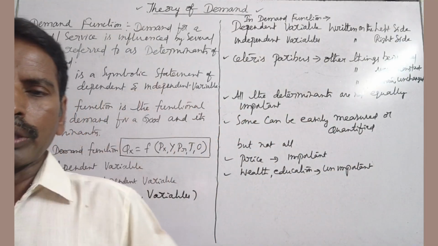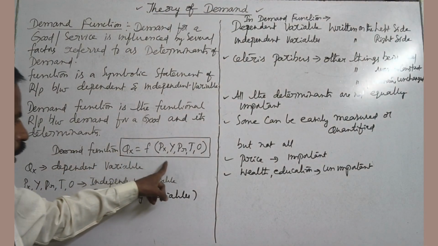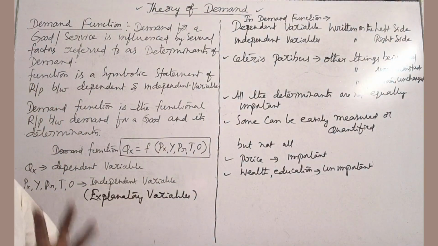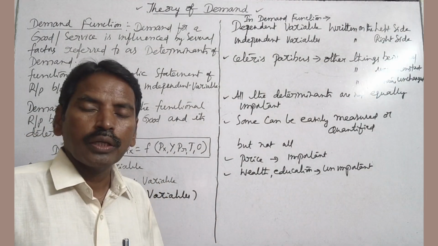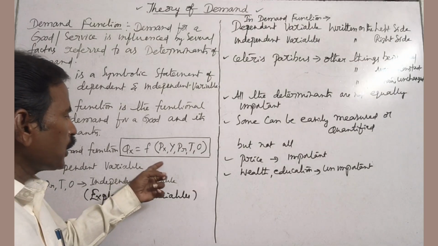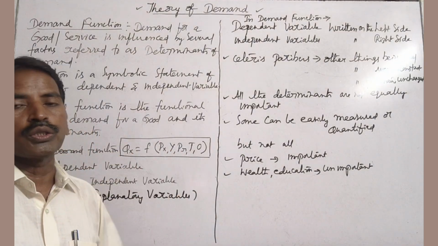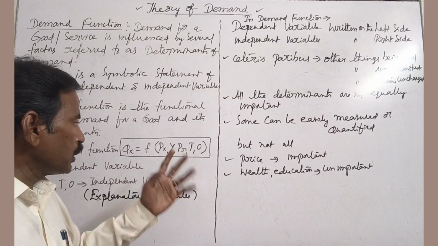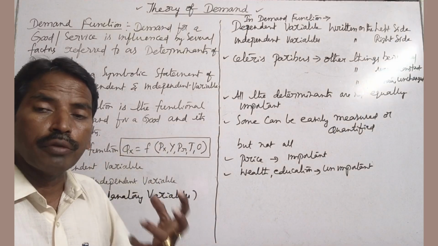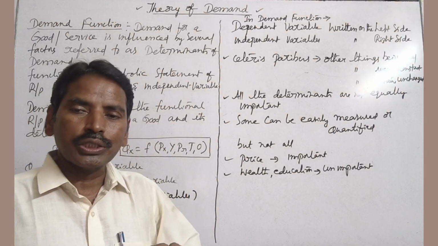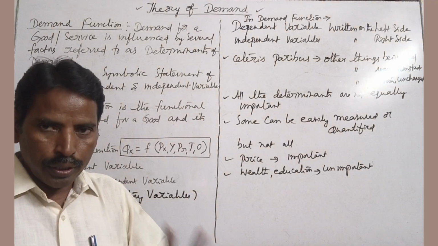Explanatory variables. So Qx is the dependent variable and the remaining are all independent variables or explanatory variables. If there is a change in explanatory variables, there is automatically a change in the dependent variable also. If any change in any one of the determinants leads to change in the dependent variable.